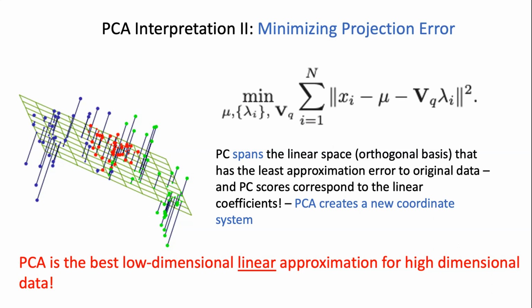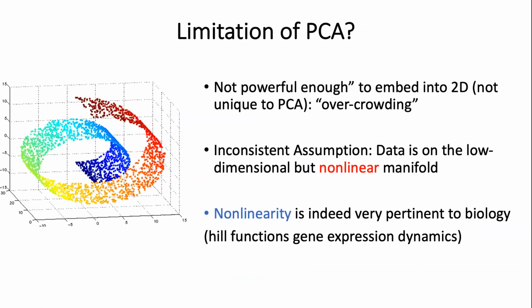A linear transformation means each one is a linear combination of the coordinates to make new coordinates in the low dimensional space. So it also means PCA creates a new coordinate system, because, as we said, the PCs span a linear space, or actually they are an orthogonal basis. So they create a new coordinate system that you can project onto.